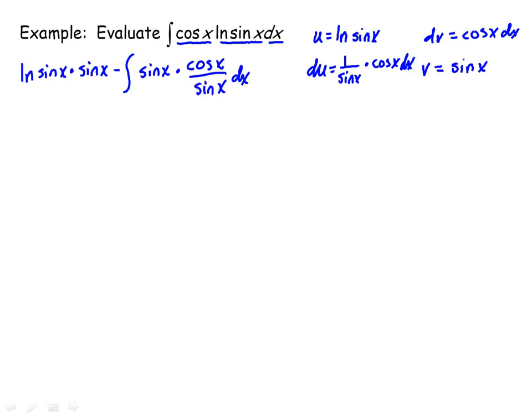Alright, so let's clean it up. So we'll have sine x times the natural log of sine x, minus, what will cancel out? The sine x and the sine x. So you're going to have the integral of cosine x dx. And that we can do pretty easily. What is the antiderivative of cosine x? Sine x, is that right?